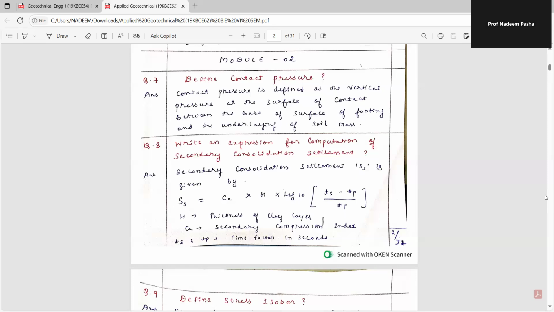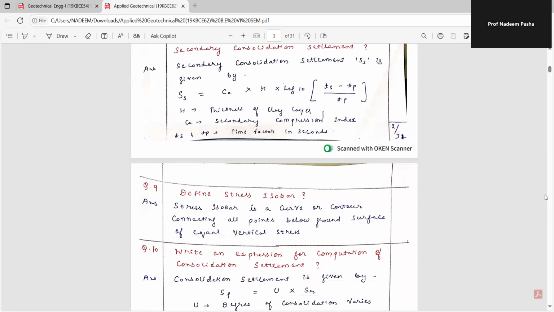Secondary consolidation settlement SS is given by SS equal to C into H into log to the base 10 of (TS minus TP) divided by TP, where H is the thickness of the clay, CA is the secondary compression index, and TS and TP are the time factors in seconds.